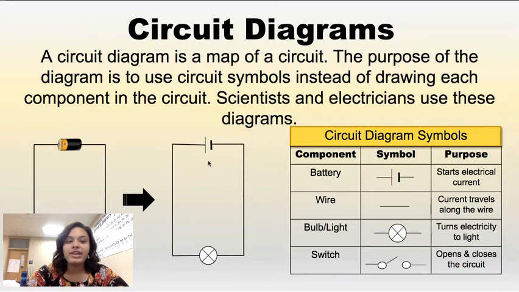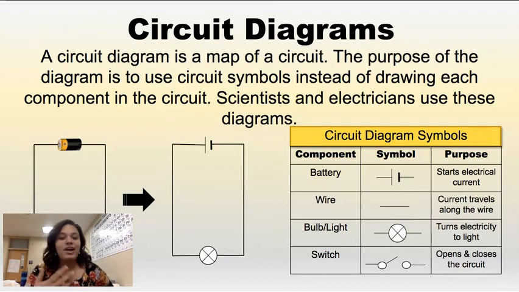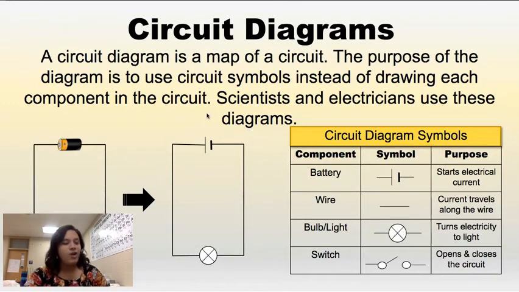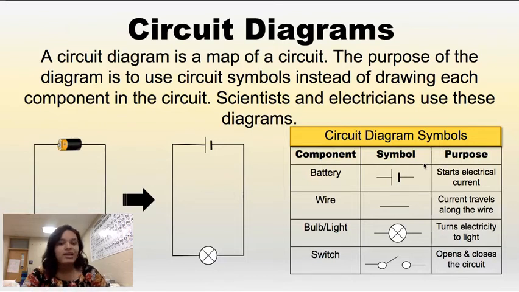So here's a circuit diagram. When we're looking at circuits, you have to draw out or map out what you're going to do with them. The purpose of this is to use symbols to give you an understanding of what each of these things is. Scientists and electricians use these diagrams, and electricians' diagrams are much more complex than this. But for our understanding of electricity, we're just going to use a very simple one. We've got the battery, we've got the light. A battery looks like this, and you can always look back in your notes to see that.